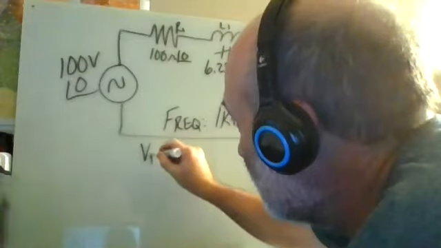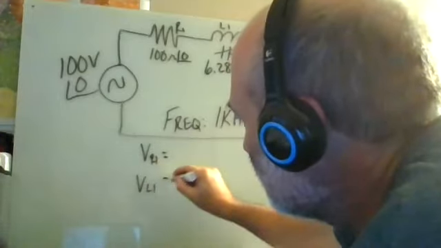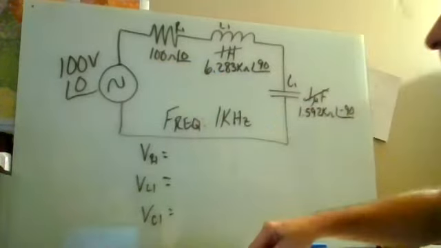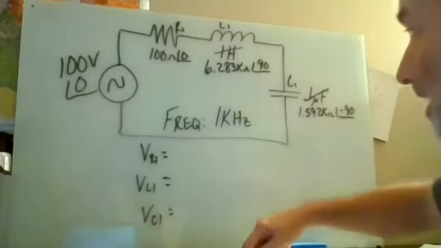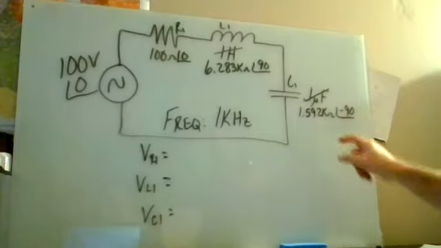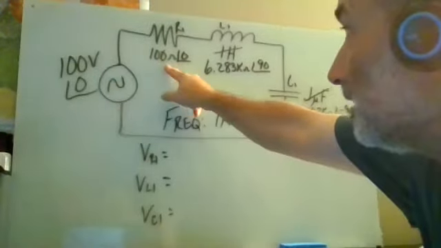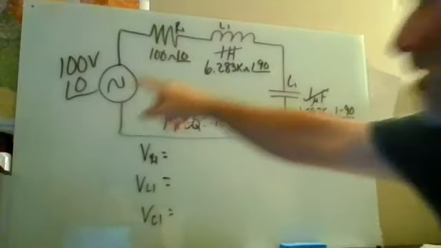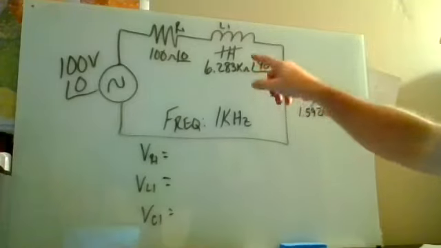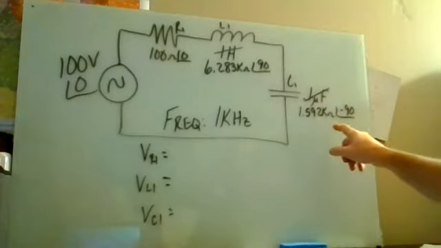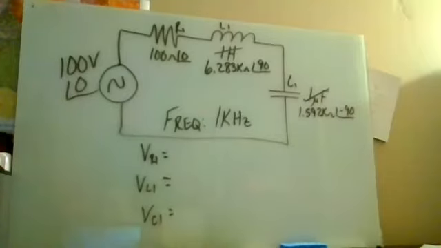So now we're going to find VR1, VL1, and VC1. Like I said, I use the voltage divider rule. You can use Ohm's law and say 100 at an angle 0 times I total, 6.283 k-ohms at an angle 90 times I total, 1.592 k-ohms at an angle negative 90 times I total and get your voltage drops. Or you can say 100 at an angle 0 times 100 at an angle 0 divided by Z total, 100 at an angle 0 times 6.283 k at an angle 90 divided by Z total, 100 volts at an angle of 0 times 1.592 k-ohms at an angle of negative 90 divided by Z total, and get your answers that way. I don't care which way you do it.